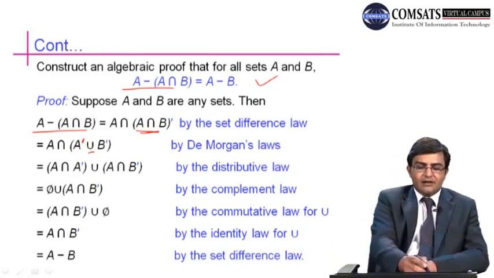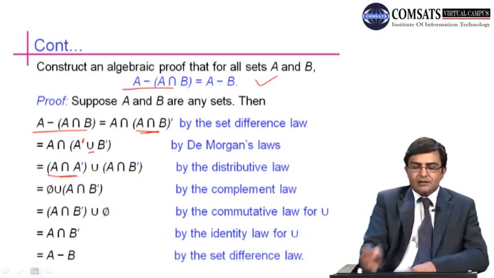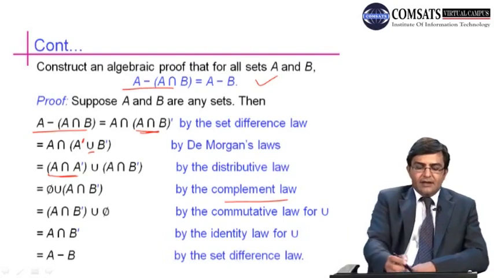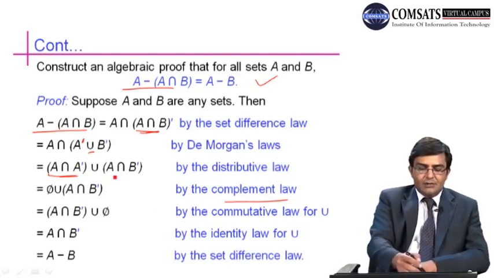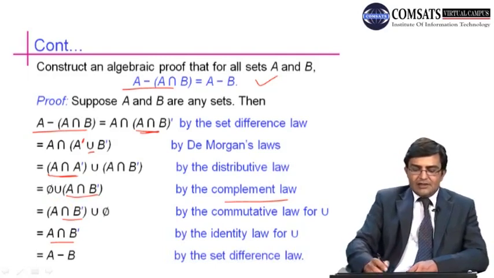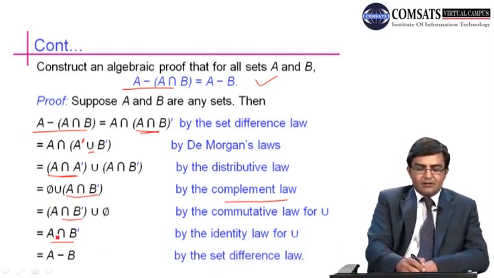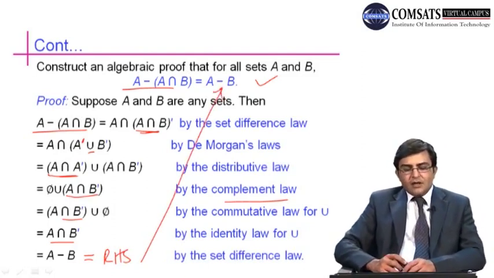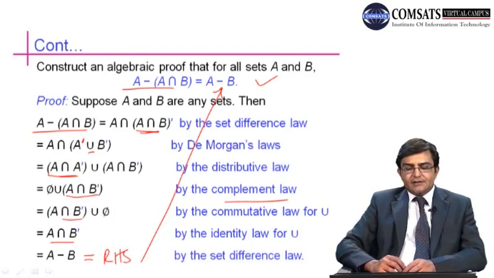By using the distributive law, we can write (A intersection A complement) union (A intersection B complement). So A intersection A complement, by the complement law, is the empty set, and then here we have A intersection B complement. If we take the union of this set with the empty set, we get the same set. Here, by using the set difference law, we can write A intersection B complement is equal to A minus B, which is the right hand side, which was required here. So again, by using set identities, we can prove this set identity.